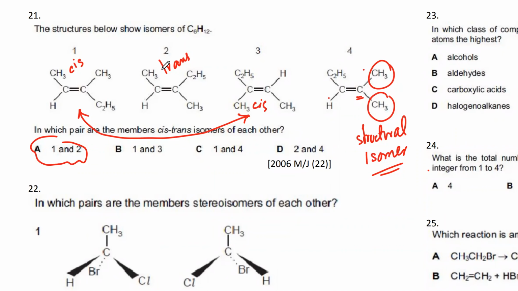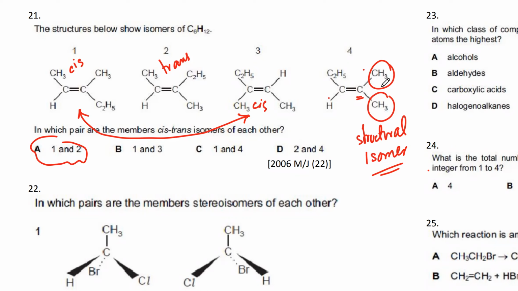So the first two are cis and trans isomers. This one I told you was the same as this one, except it was a flipped version. And the last one was a structural isomer because it was structurally different. Like in all of them, the CH3s were bonded on two separate carbon atoms. This one had a CH3, this one had a CH3, this one had a CH3, this one had a CH3. The direction of the CH3s was different.